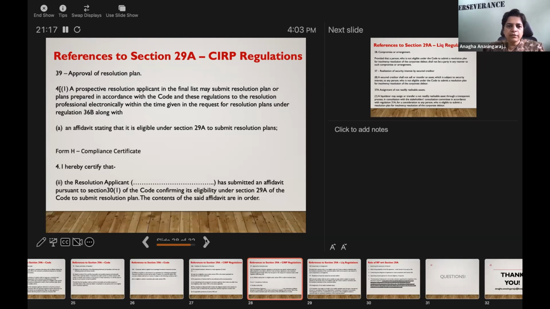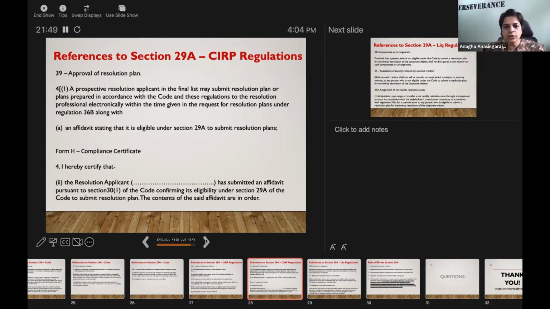Then in Form H, which is the compliance certificate, which we submit along with the resolution plans to the NCLT for approval, we are saying as the RP that I hereby certify that the resolution applicant so and so has submitted an affidavit pursuant to section 31 of the code confirming its eligibility under 29A of the code to submit a plan. The contents of the said affidavit are in order. Now, even though here we are saying that the applicant has submitted an affidavit, the last words say that the contents of the said affidavit are in order.